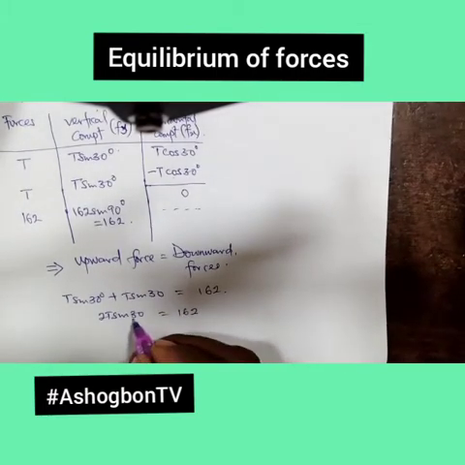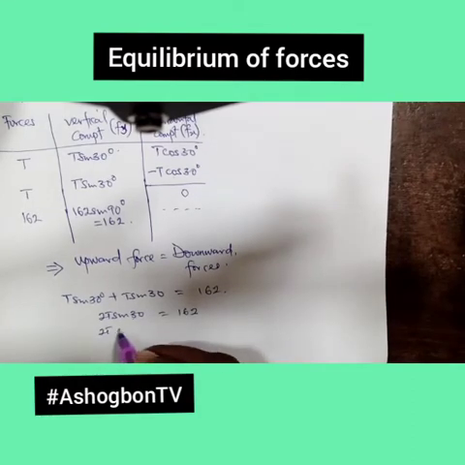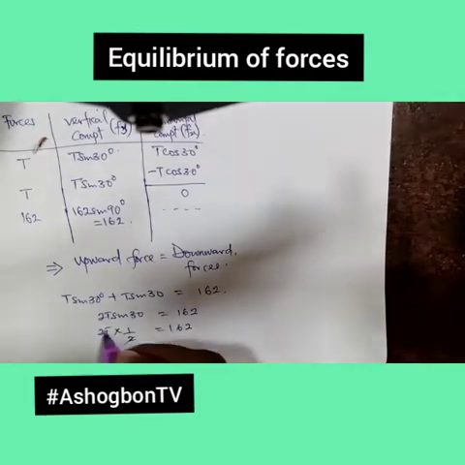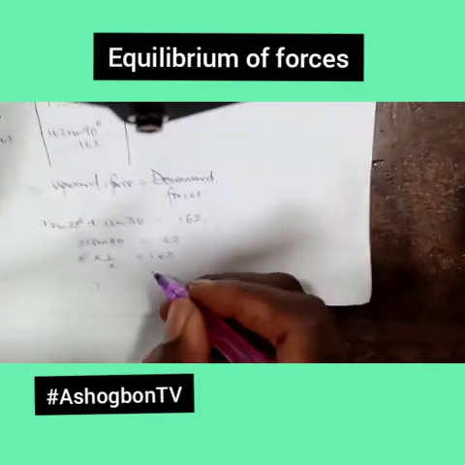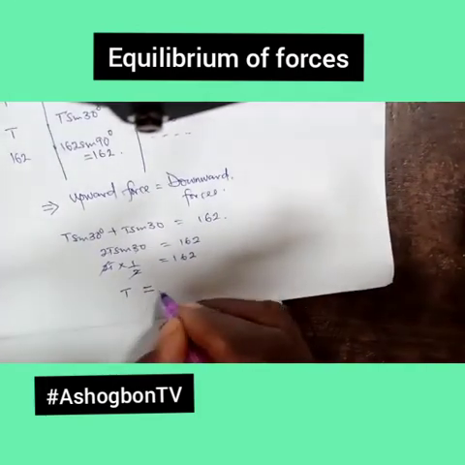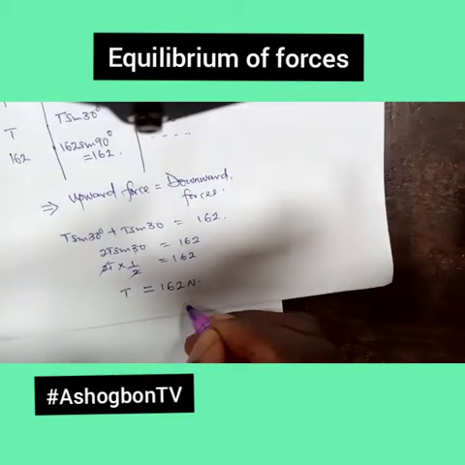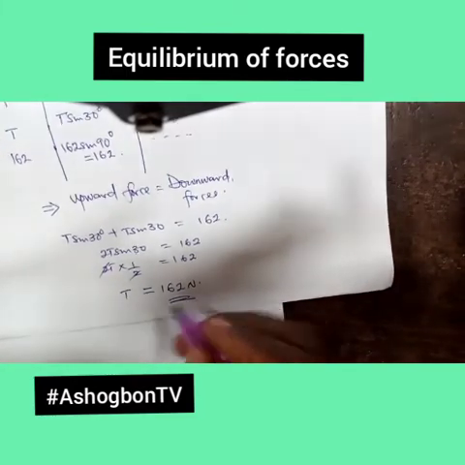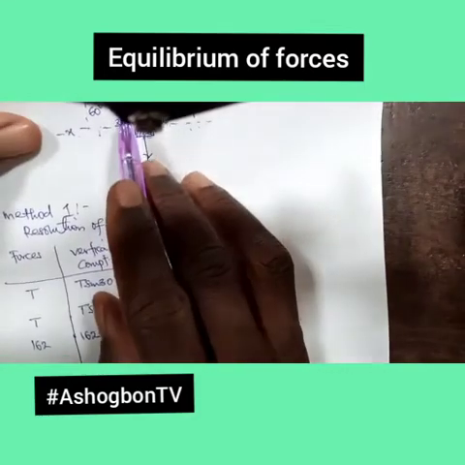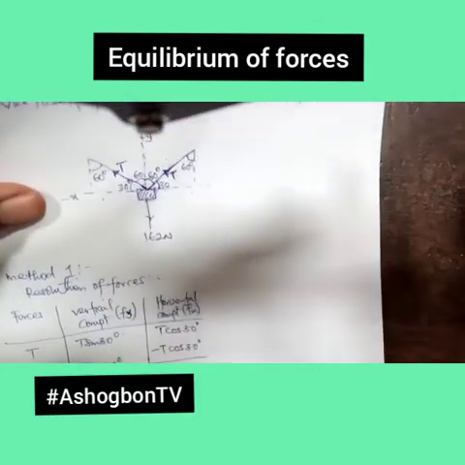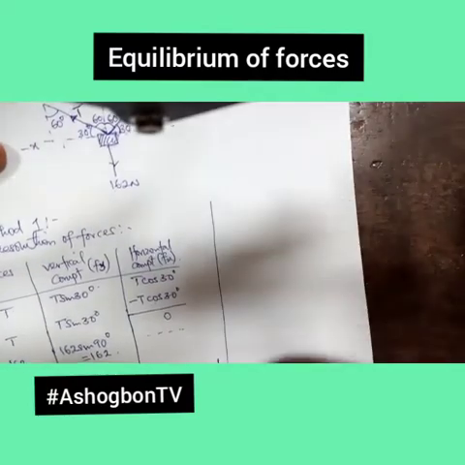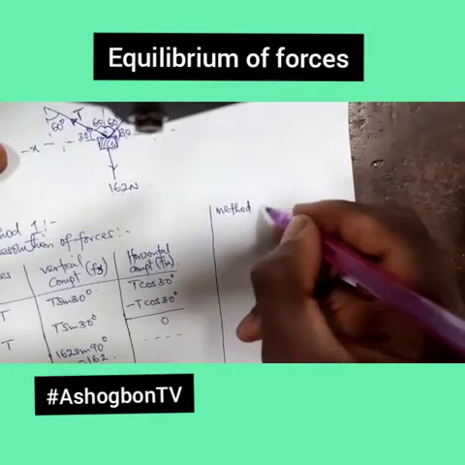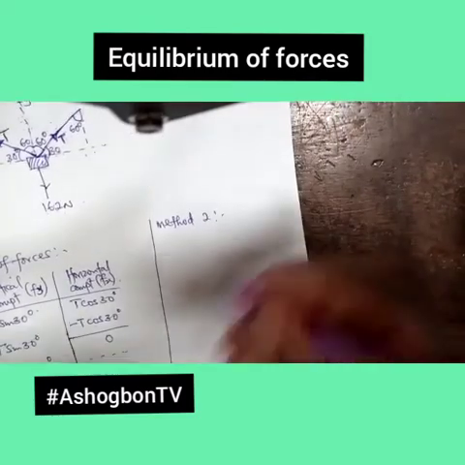And sine 30 is half. So that will be 2T times half equals 162. This cancels. You're going to have T equals 162 Newton. So that means our force is 162. So if this is 162, of course the other tension will also be 162.